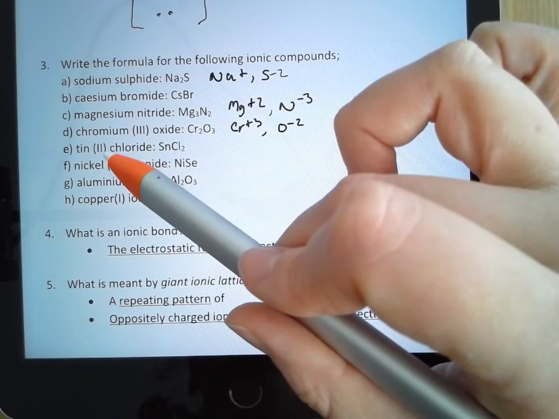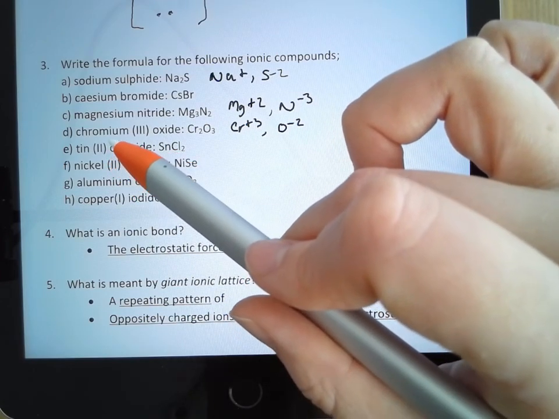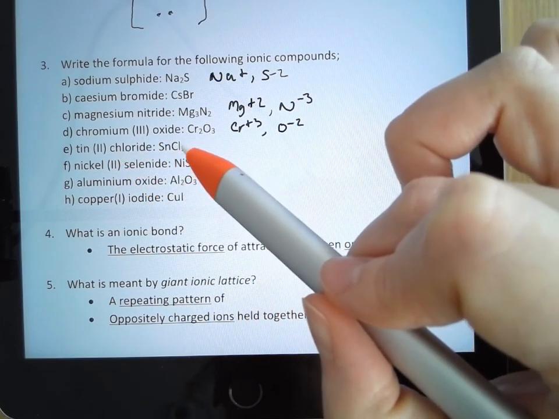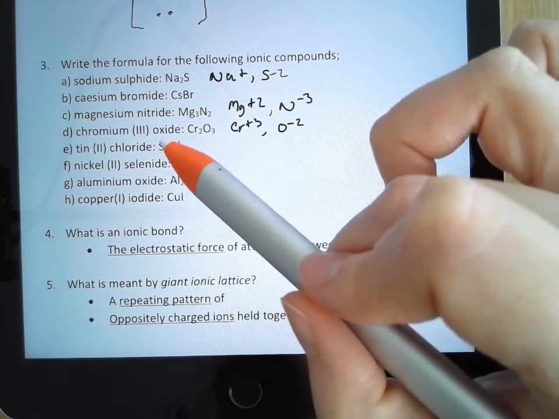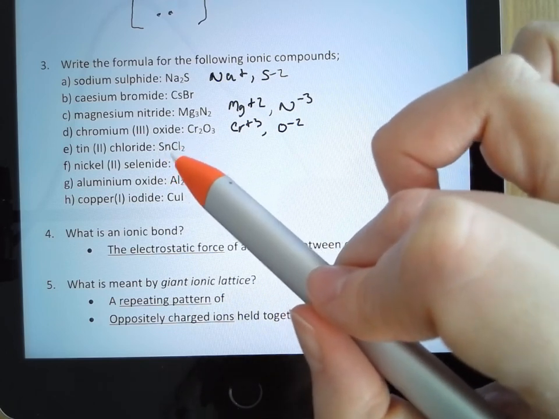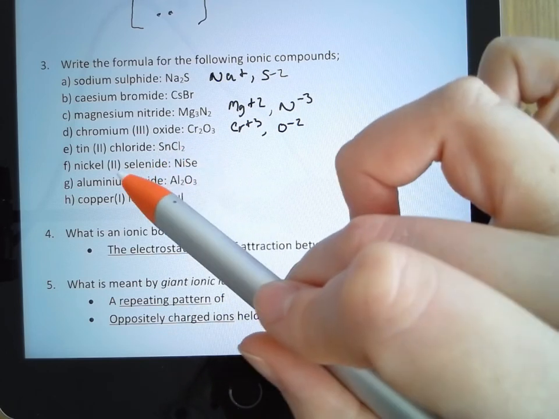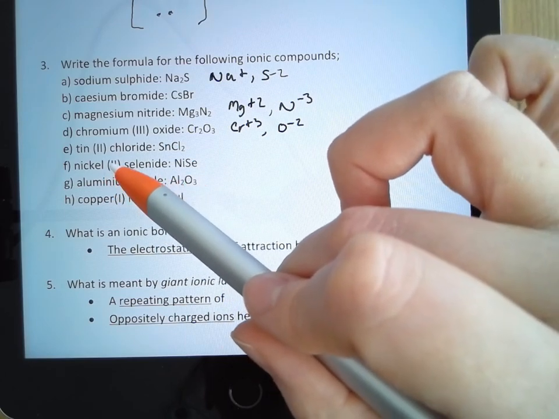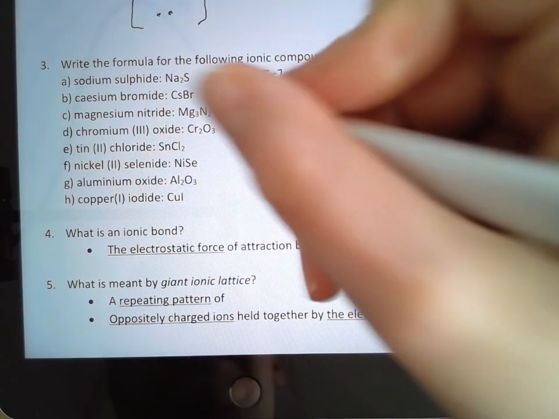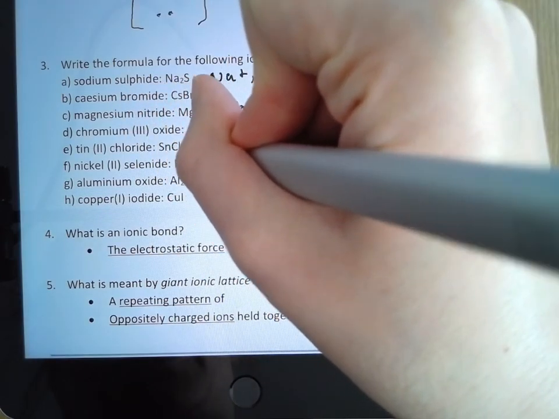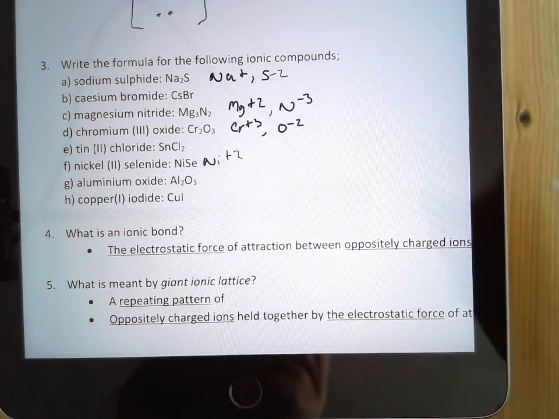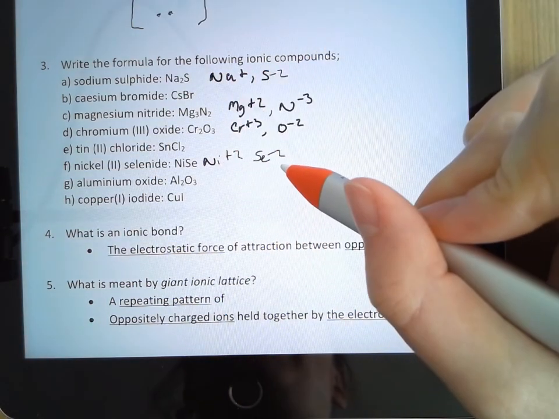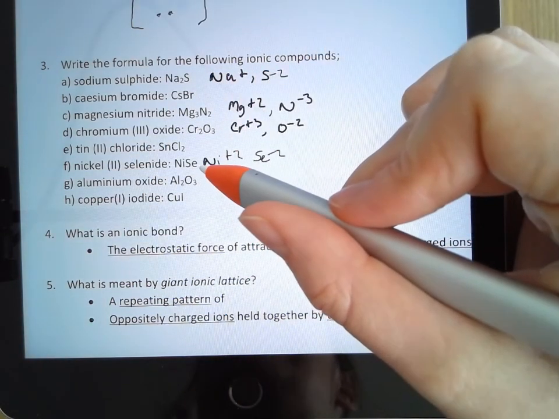Tin chloride, again, it's another transition metal. Tin is followed by 2 in Roman numerals. That tells me that tin is plus 2. Chlorine is only minus 1, so I need 2 chlorines to balance out the 2 positive charges on tin, giving me SnCl2. Nickel 2 selenide, okay, so nickel, again, it's followed by 2 in Roman numerals. That tells me nickel is plus 2. Selenium is in group 6 under sulfur. It's got a minus 2 charge, plus 2 minus 2, they cancel out, NiSe.